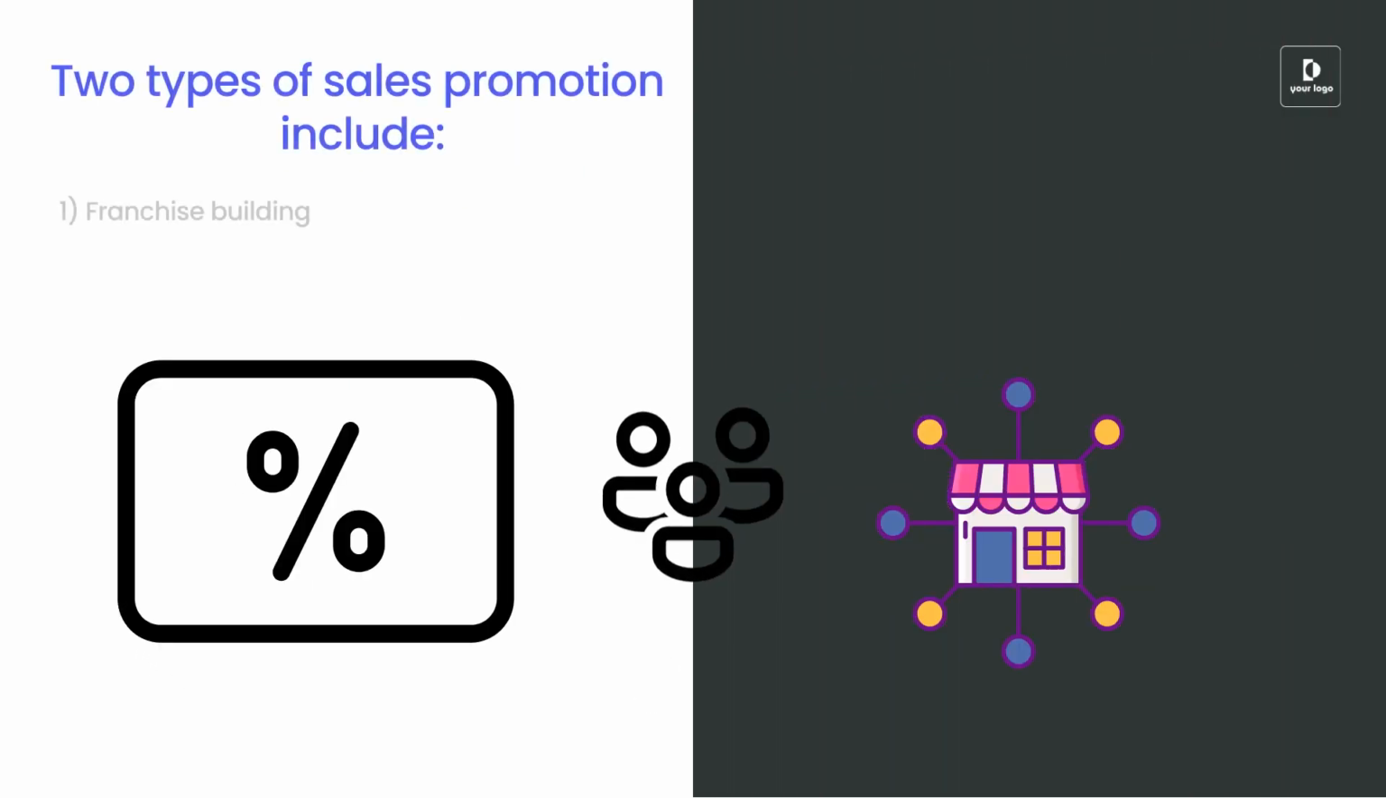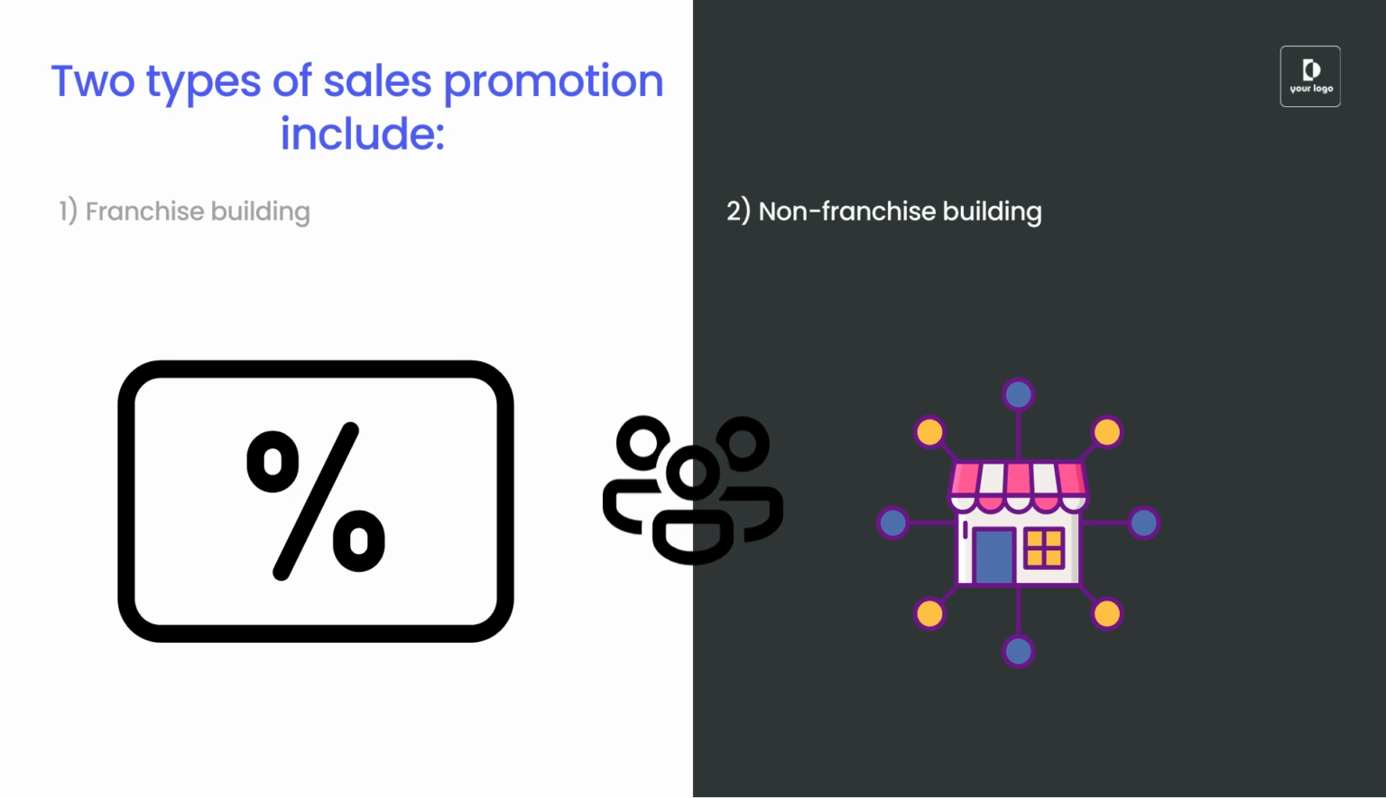The two types of sales promotions are: 1. Franchise building, which refers to creating loyalty and long-term activity. For example, loyalty cards. 2. Non-franchise building is a short-term strategy where no time is given to the customers to become loyal. For example, a sale price on a product.